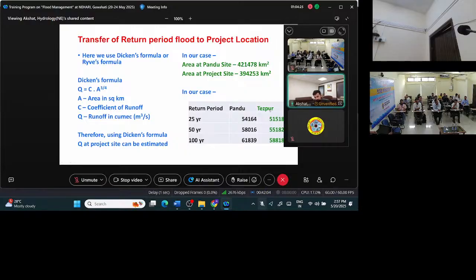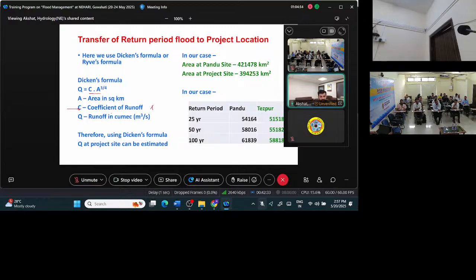Now to transform these values, or to take these values at Pandu site to Tezpur site, we use a simple Dickens formula or Ravi's formula. In this formula, Q is equal to C into A to the power 3 by 4, where C is the coefficient of runoff. We do not take any value of runoff coefficient from any book or any text. We do not assume any value.